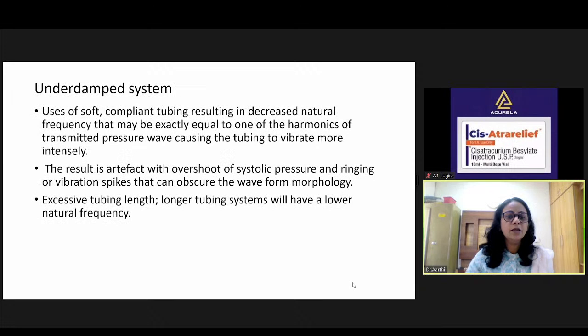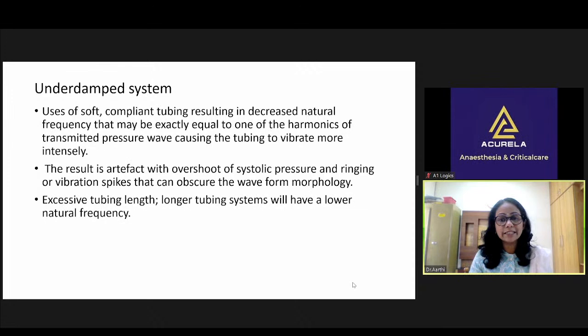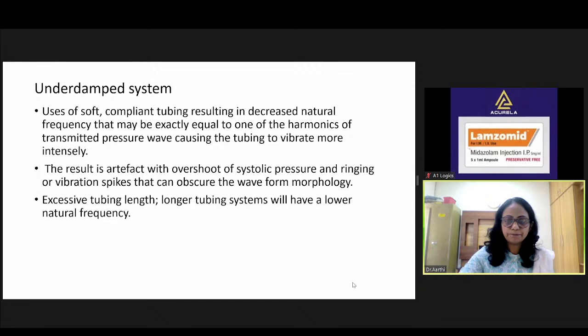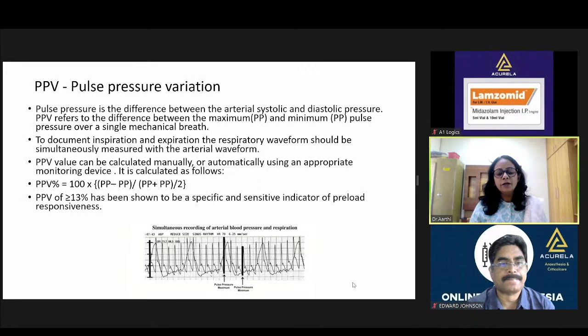Coming to the underdamped system, the causes could be compliant tubing, where the natural frequency is exactly equal to the signals transmitted by the arterial system, and this usually results in overshoot of the systolic pressures, causing vibration and spikes. So these are all the various definitions we need to understand with respect to arterial blood pressure monitoring.